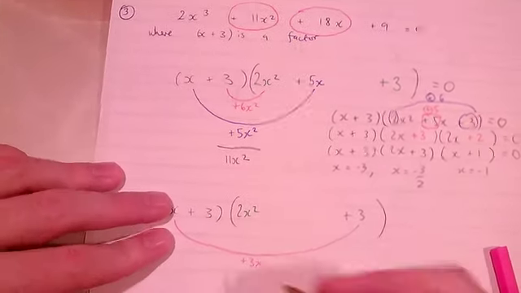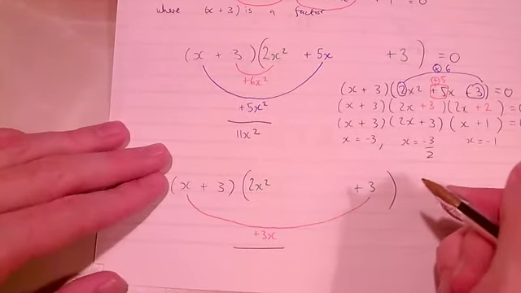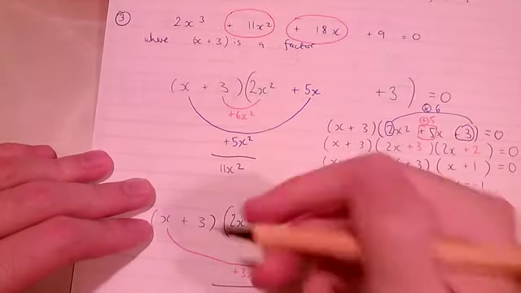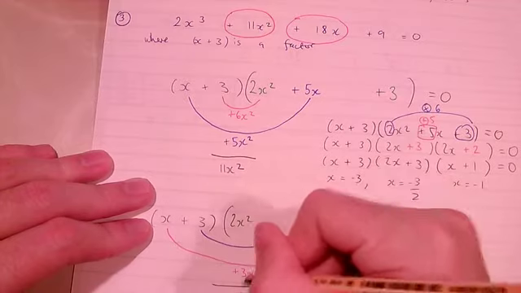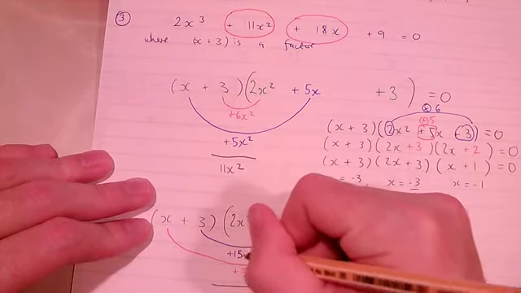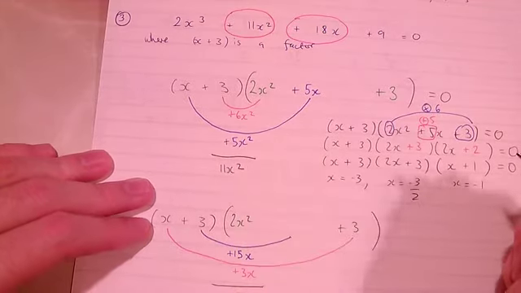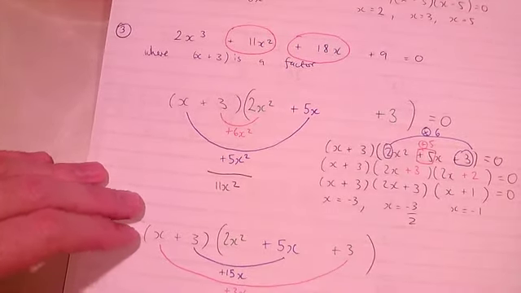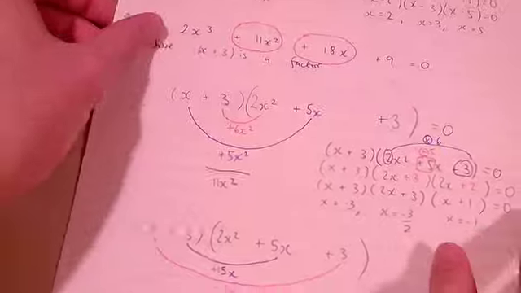My total is going to be plus 18x. So that means this guy here would have to give me plus 15x. So 3 times what gives me 15x plus 5x. And it gives exactly the same answer as the one above. Okay, then pause the video and have a go at this one here.